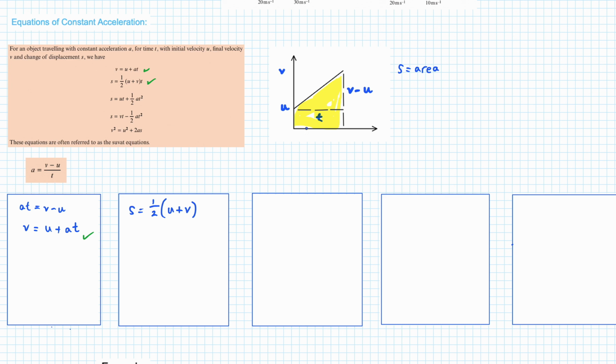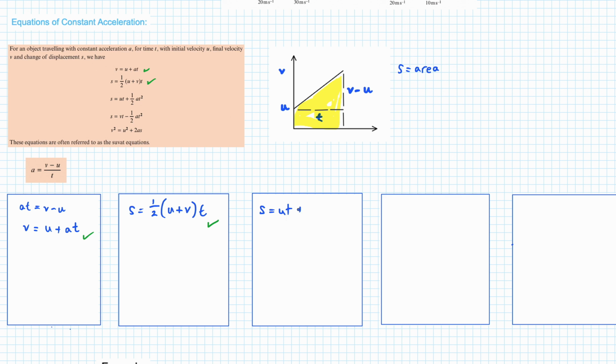So in essence, it's the average speed throughout the duration of the travel. And so by multiplying it by t, we've given ourselves the total distance. So that's the area under there. So there are two most basic equations. The third one and the fourth one are very similar in different ways.